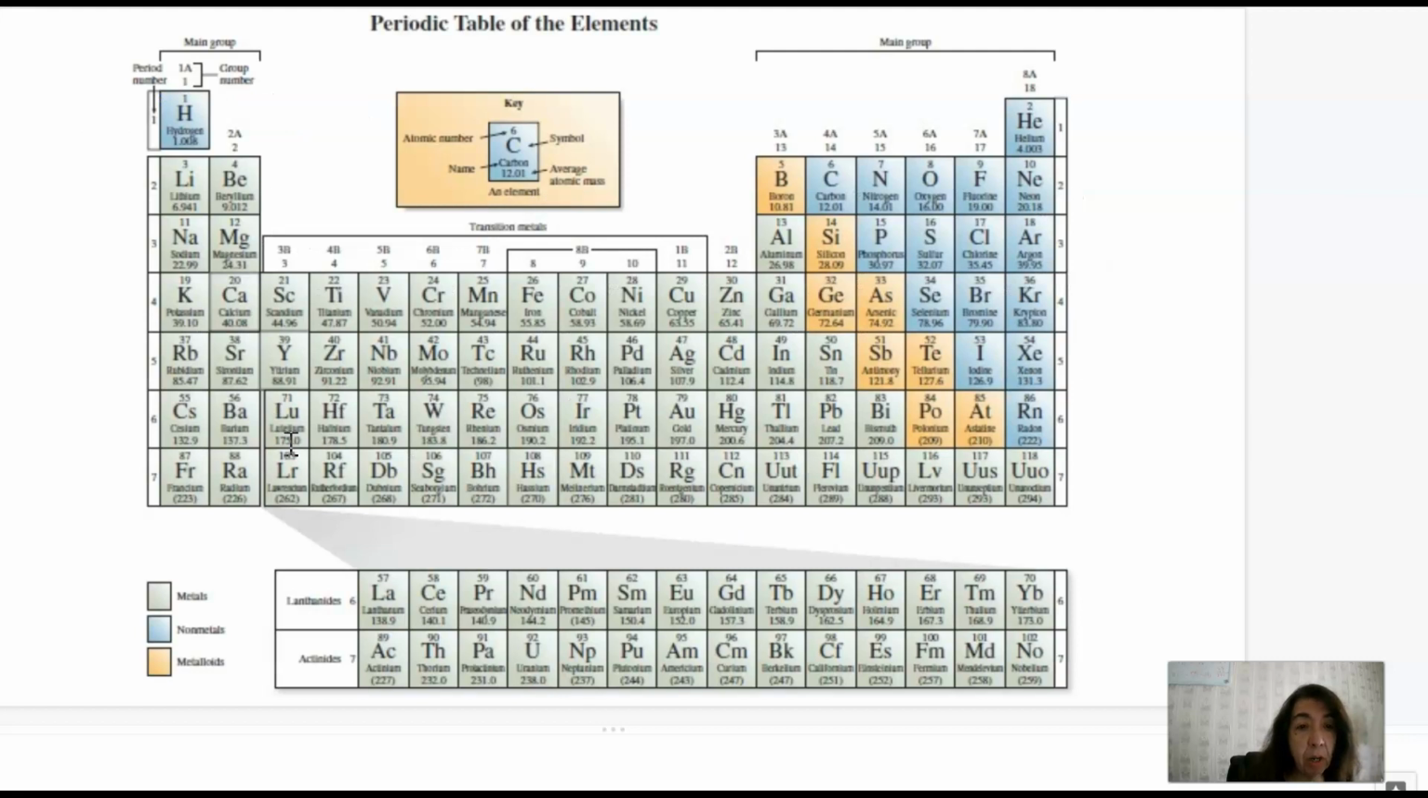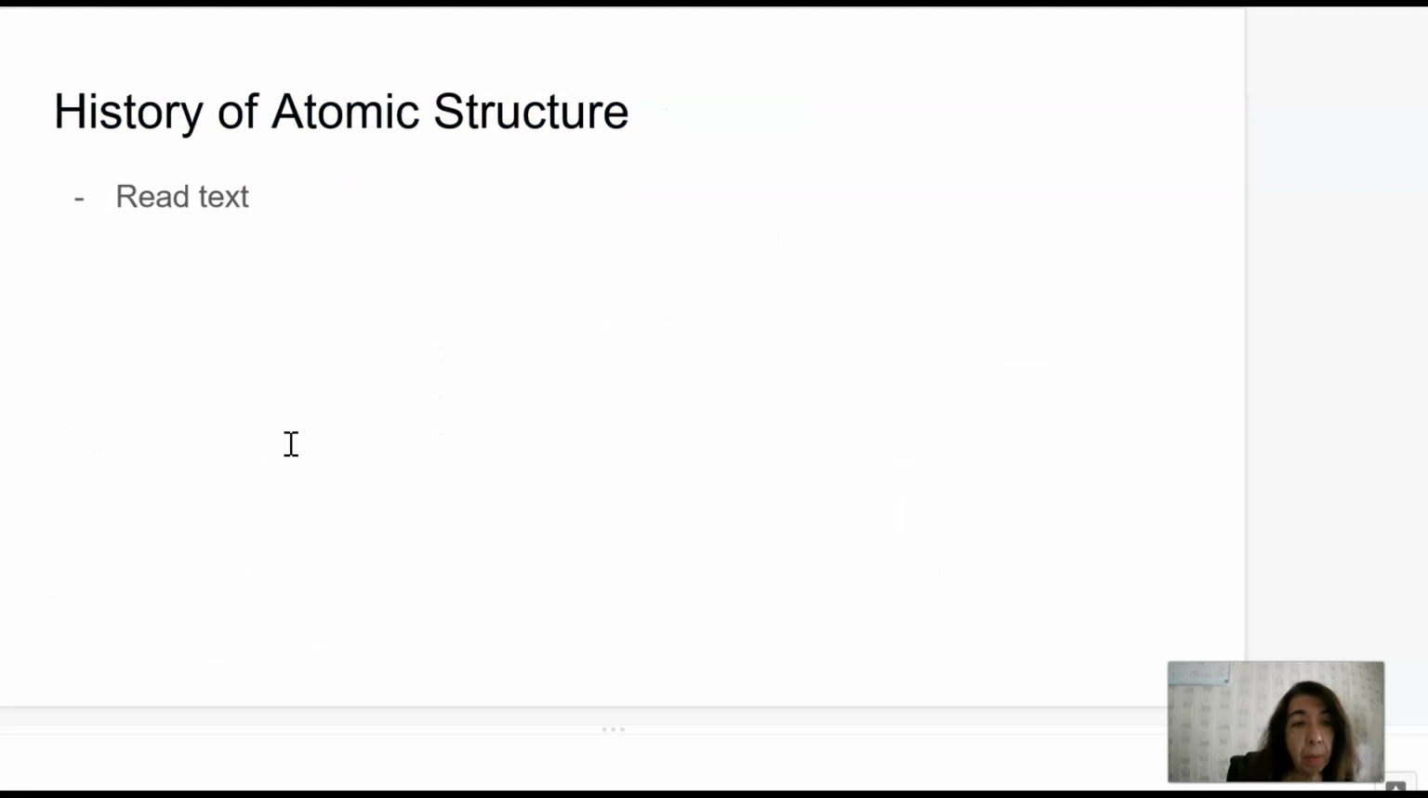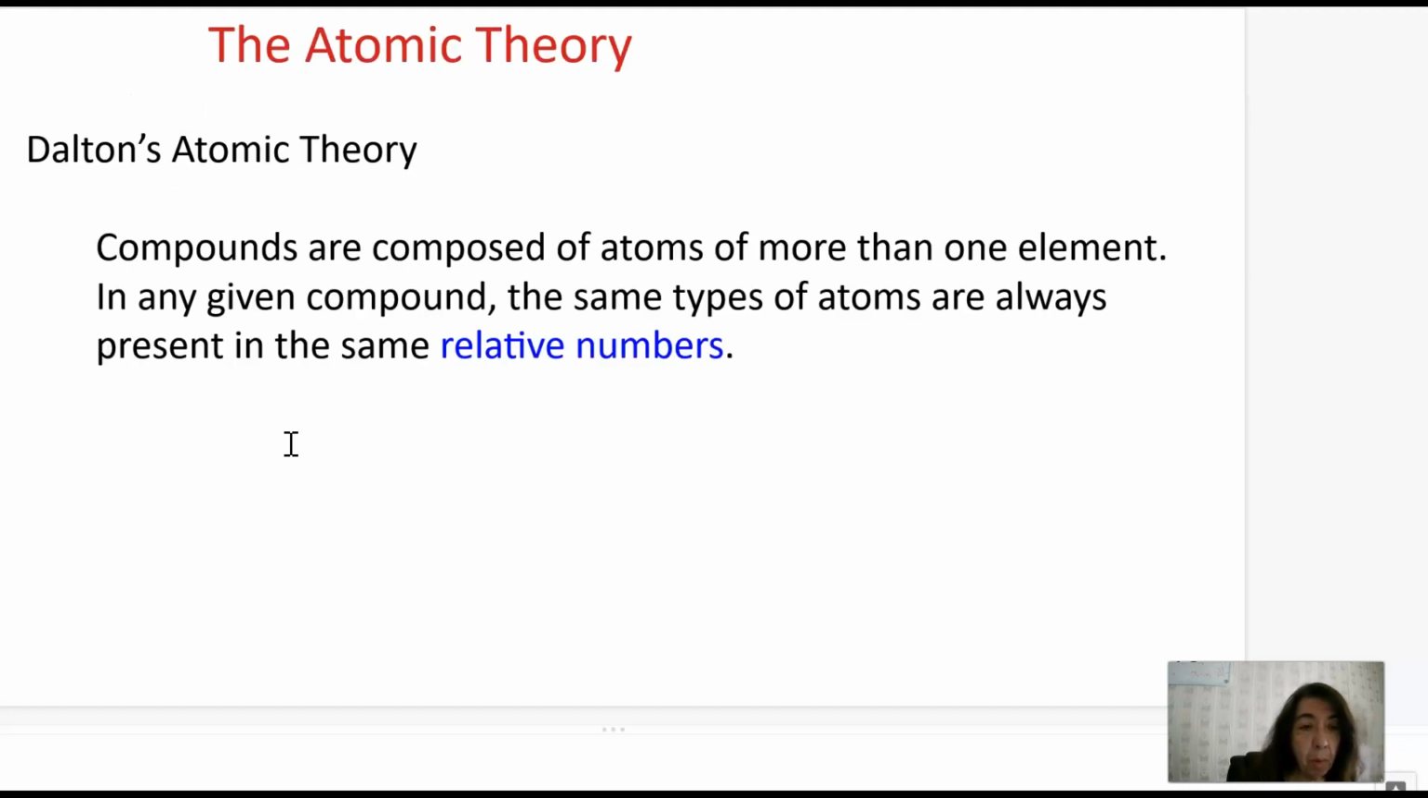I think I have them listed here, and off of your periodic table. But of course, you can always look at this periodic table as well. So some of the ones that you're familiar with: hydrogen, lithium, carbon, nitrogen, oxygen, all the ones through 1 through 20. A few others such as copper, gold, silver, zinc, uranium, plutonium that you should be familiar with. The next part of the text runs through the history of the atomic structure. I'm not going to go over the history here. You can read that up on your own. But I will go back to Dalton's atomic theory.